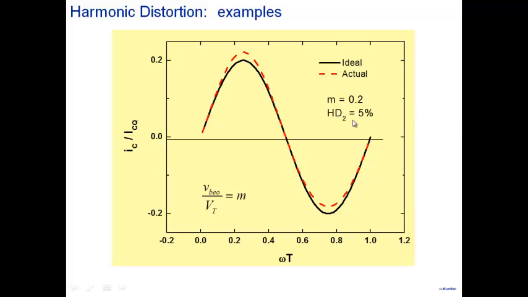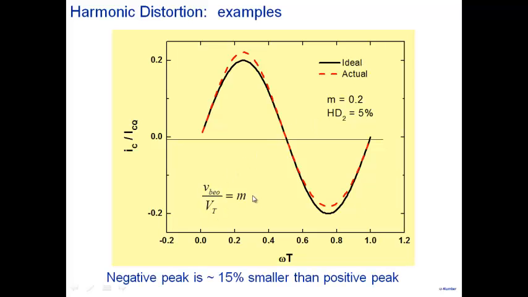5% distortion, harmonic distortion, second harmonic distortion. Because you can see here, the red one is not a pure sinusoid. Positive amplitude is more than the negative amplitude. So I can break it up into harmonics, and the second harmonic divided by the first harmonic is 5%. Okay, so 5% distortion for VB0 by Vt equal to 0.2.